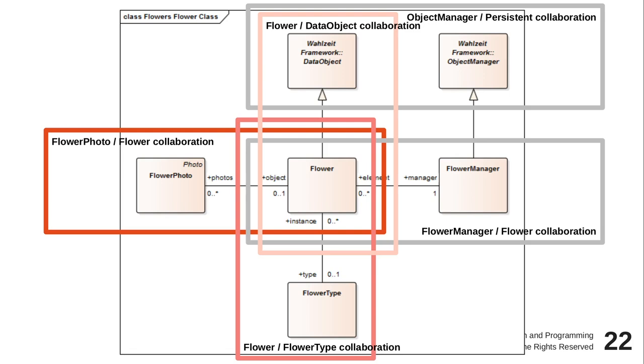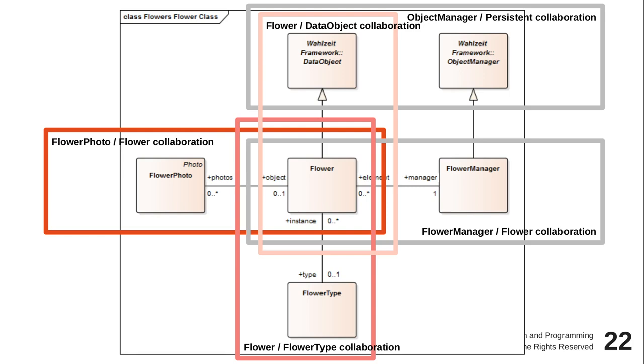Then there's the flower with flower type collaboration. That would be a use of the type object pattern that we discussed in a previous lecture. So that's a separate purpose of collaboration, hence you make it a separate collaboration specification called flower-flower type collaboration here. Then with our focus on the flower class, we have the flower manager with flower collaboration. The manager lists or maintains the collection of all these flower objects, allows searching, tagging, what have you, and so forth. There even is a collaboration, arguably, in the hierarchy between the superclass data object and flower for saving the object into a database. Also interesting are the two gray boxes where there's an interaction between data object and object manager. And that gets refined or specialized into flower and flower manager.